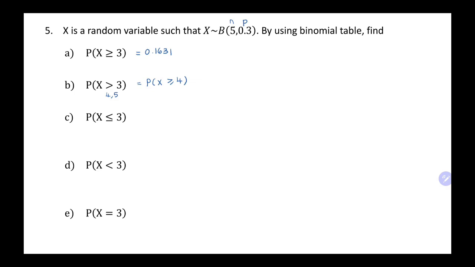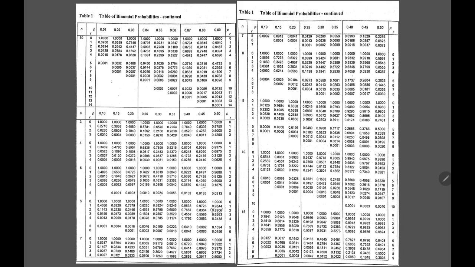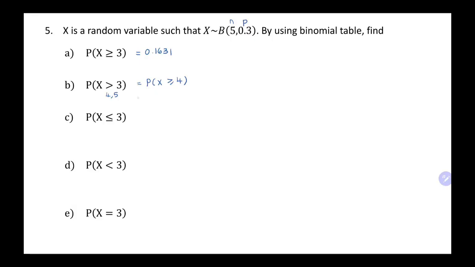Now we check table. R is 4. R is 4, so we get answer 0.0308 equals to 0.0308.